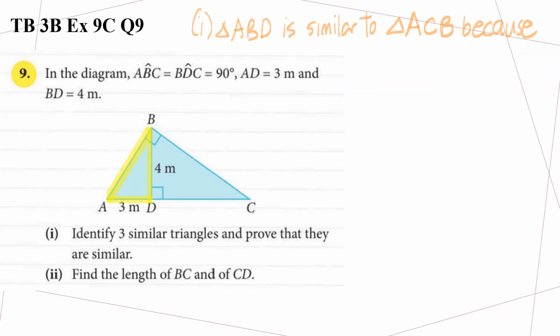Finally, the last questions. So you're told that there are 3 similar triangles there, and you need to prove that they're similar. Okay, so the first pair of similar triangles I can see is ABD and ACB. So I'm going to prove to you why they're similar.